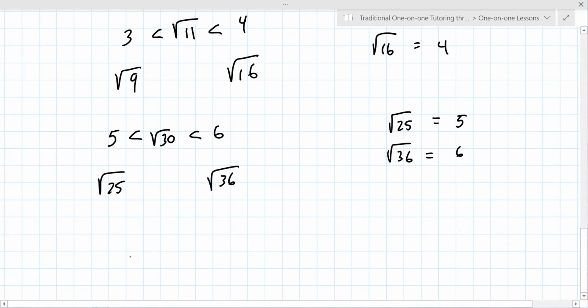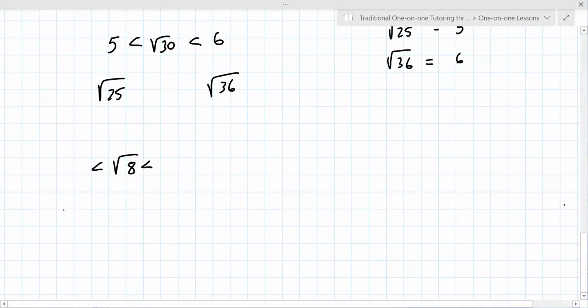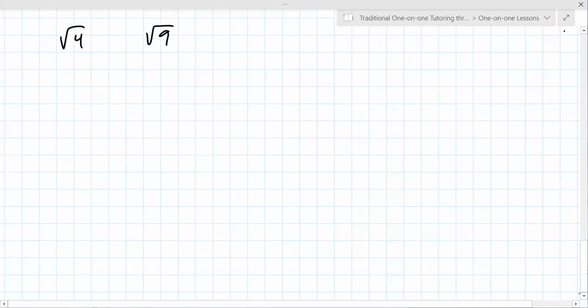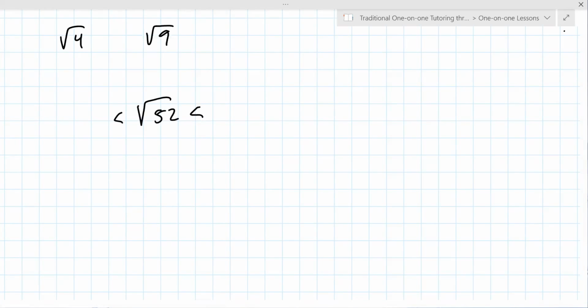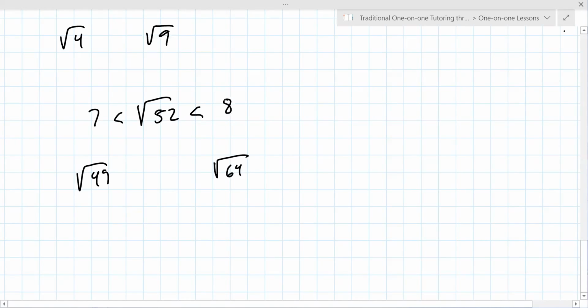Yeah. How about the square root of 8? What two numbers is it between? It is between 4 and 9. Well, it's between the square root of 4 and the square root of 9, but what whole numbers is it between? 2 and 3. Perfect. How about the square root of 52? What is it between? It is between 7 and 8. Well, the square root of 49 is 7. That's exactly right. And the square root of 64 is 8.